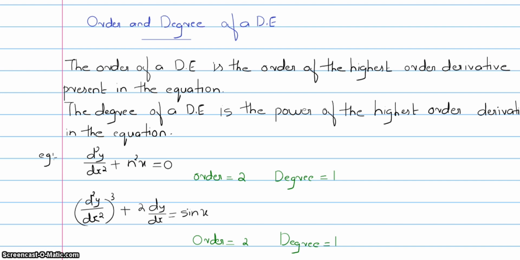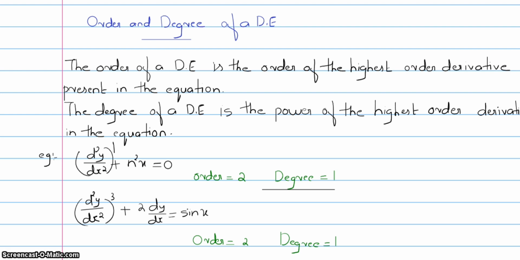And degree is the power of the highest order derivative that exists in that equation. Here the highest order of the derivative is 2, which means the second order derivative is existing and its power is 1. So the degree here is 1.